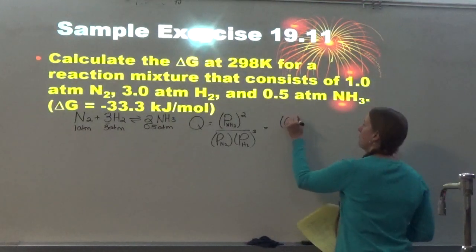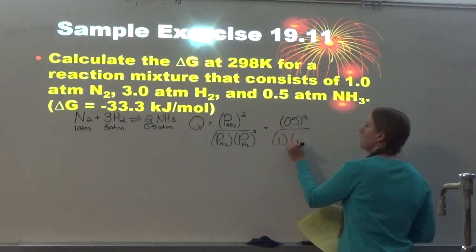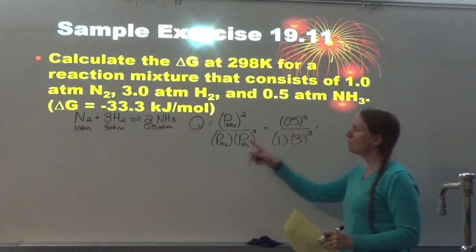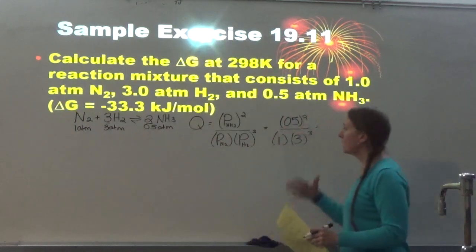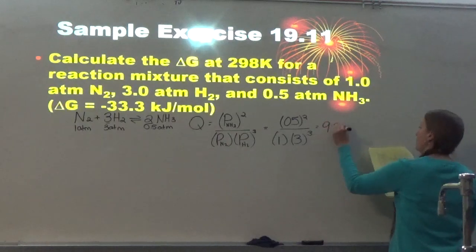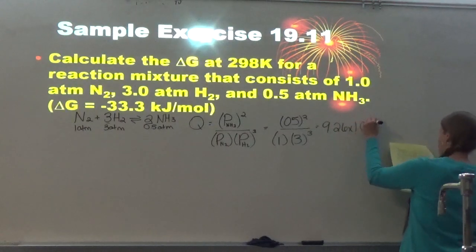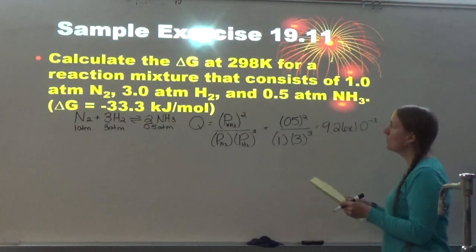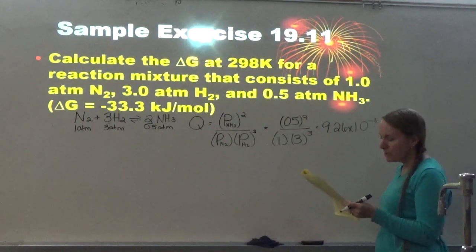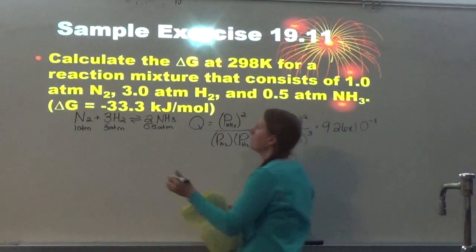All right, so now I can plug in. So I have 0.5 atm squared over 1 atm times 3 atm cubed. So all I did here was just plug these values in, okay? Because of course Q you can use any amount. So I have 9.26 times 10 to the negative 3. Okay, so y'all, they told me that delta G is negative 33.3. Oh, sorry, I should have had a little naught here.